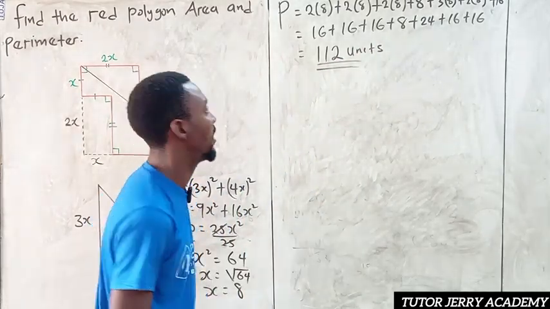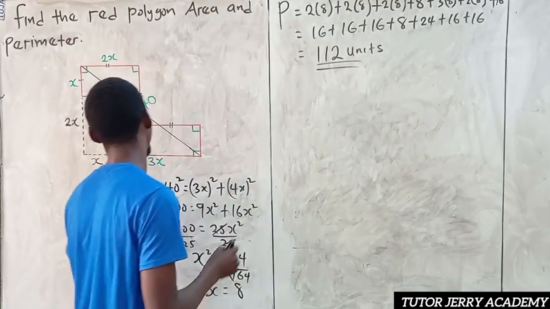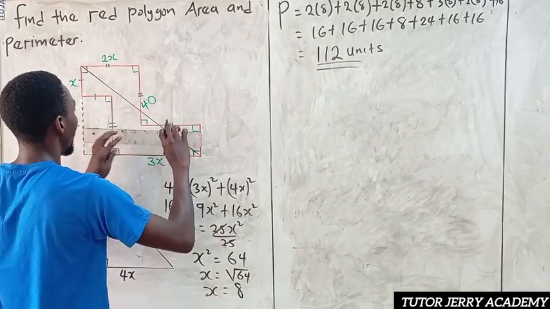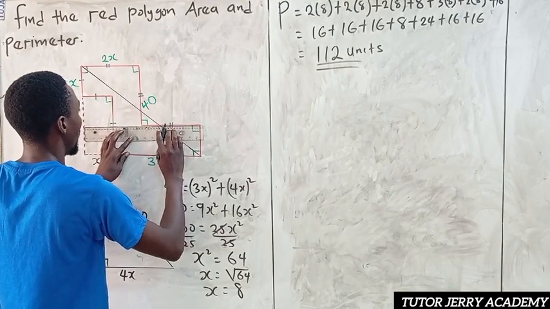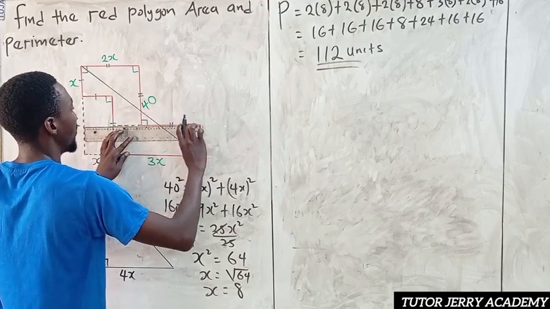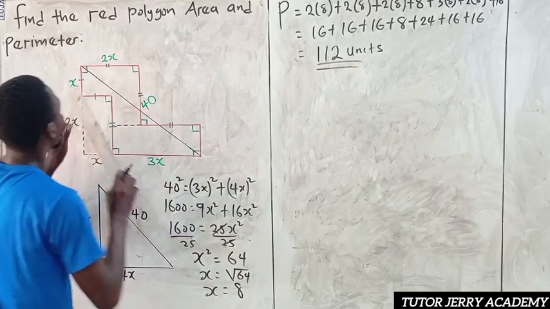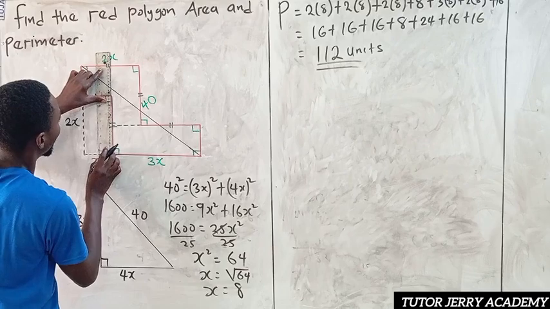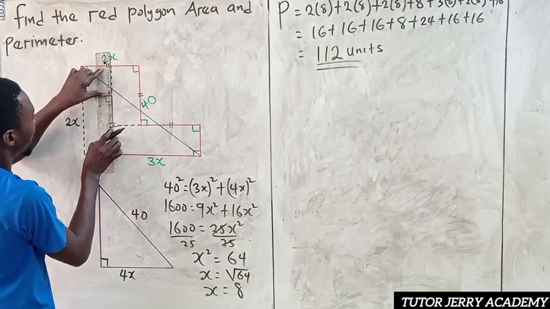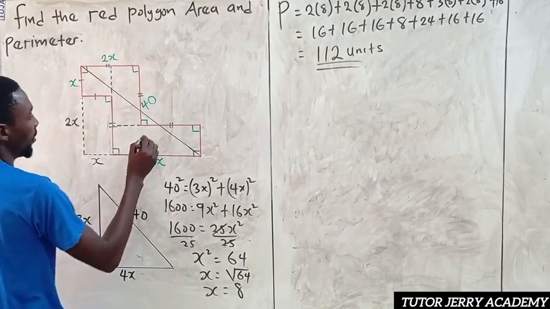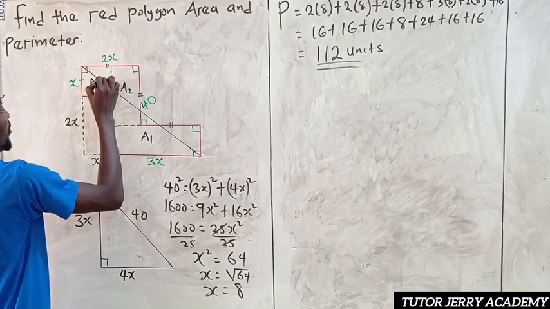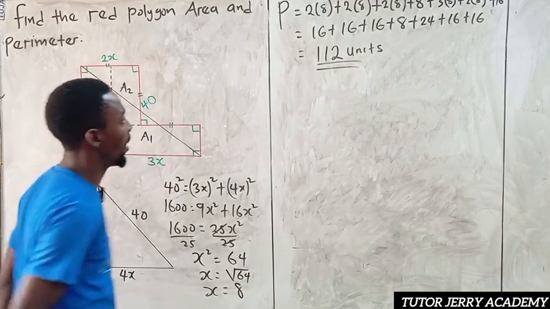All right, let's go for the area now. So for the area, we are going to divide this shape into 3 parts. Now we can divide it like this. Let's cut this part out. All right, so let's cut this part too. Let's call this one A1, this one A2, and this one A3. All right. So let's go for our A1 first.